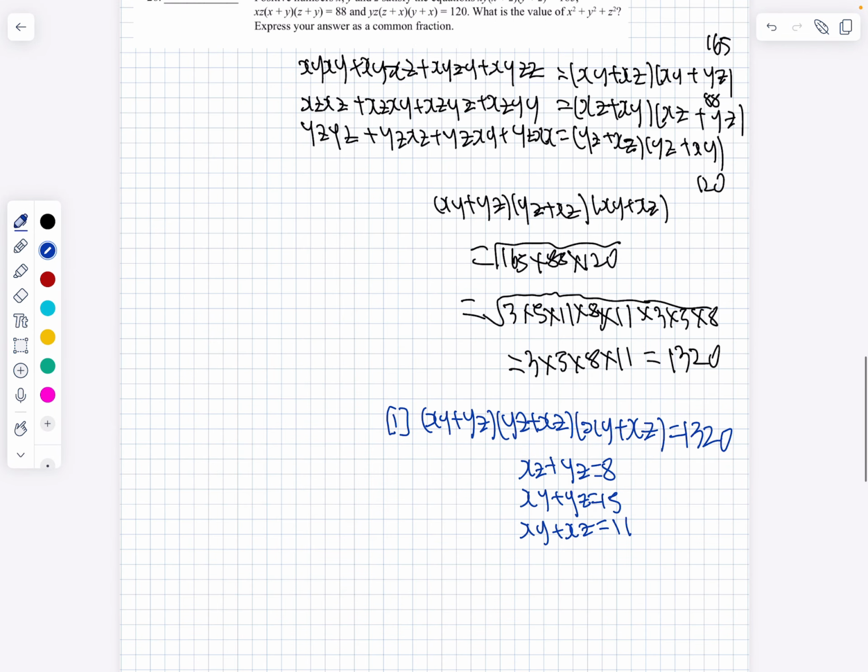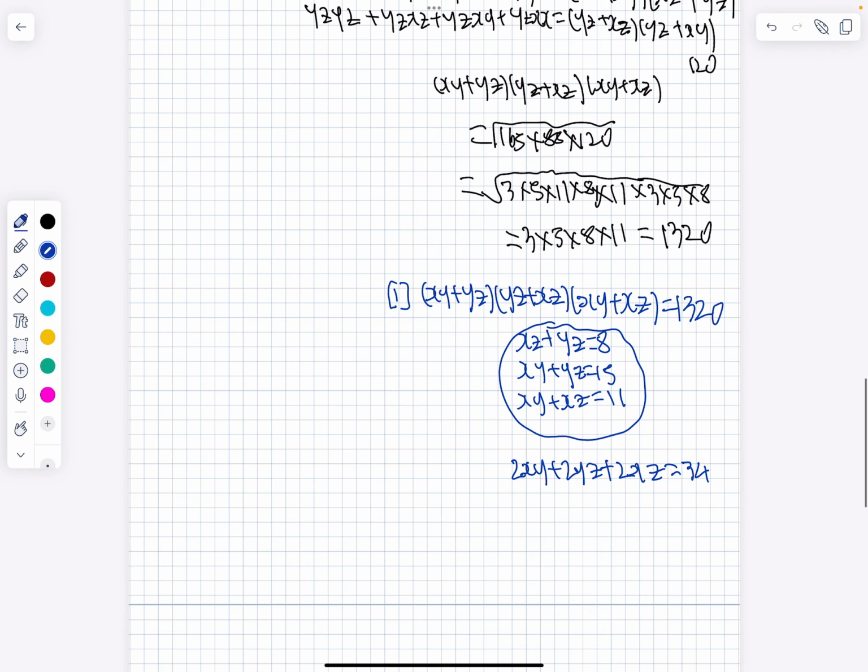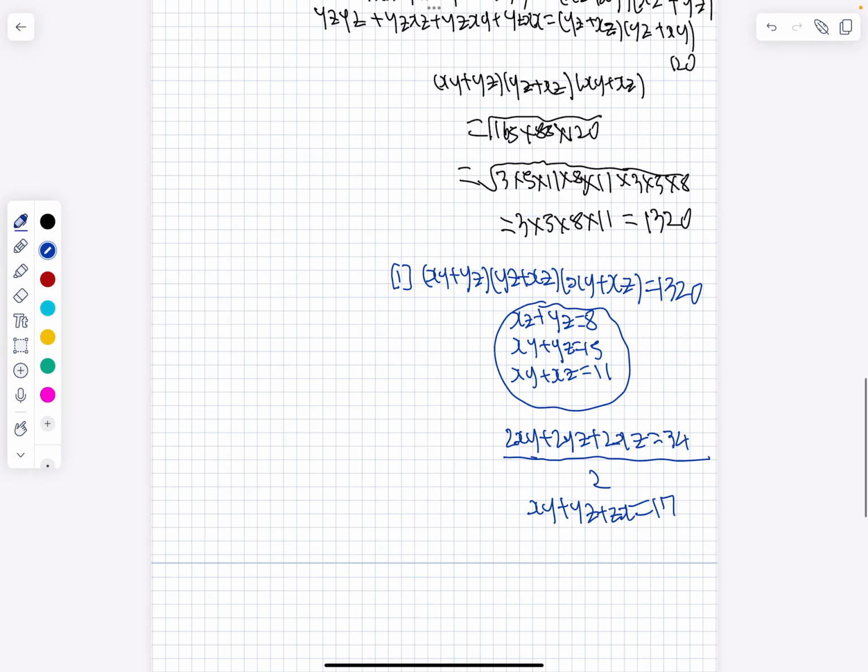Now, let's add all of these equations. Then 2xy plus 2yz plus 2xz equals 34. And then if we divide this by 2, it will be xy plus yz plus zx equals 17. Now, let's say these equations are 2, 3, 4, and then this is 5. If we subtract the first equation from 5, the remaining value will be xy, which equals 9.